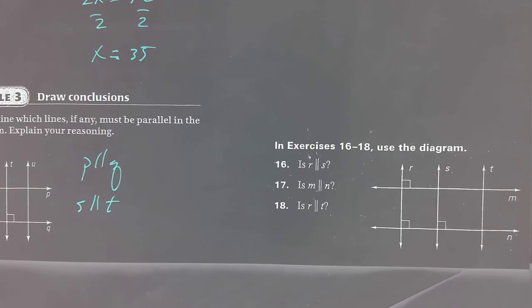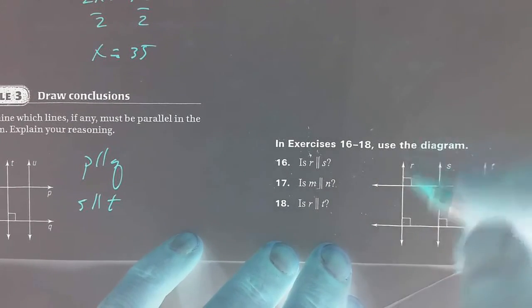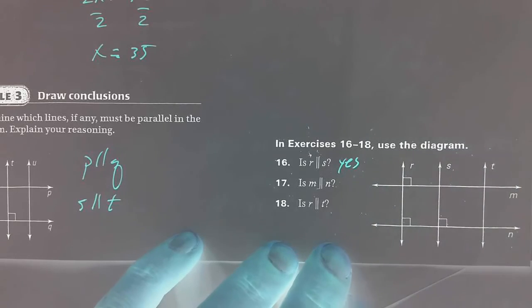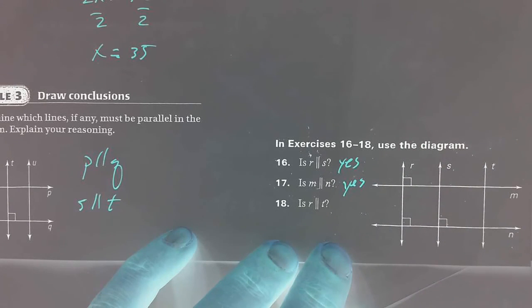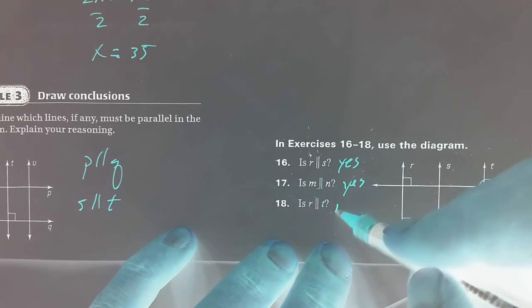Now we have homework. Is R parallel to S? What's the one line they're both perpendicular to? They are both perpendicular to N, which means they have to be parallel to each other. So yes. Is M parallel to N? Yes. We're both perpendicular to R, so yes. And is R parallel to T? No. I don't think we know that. Nothing going on there. That's going to be a no.